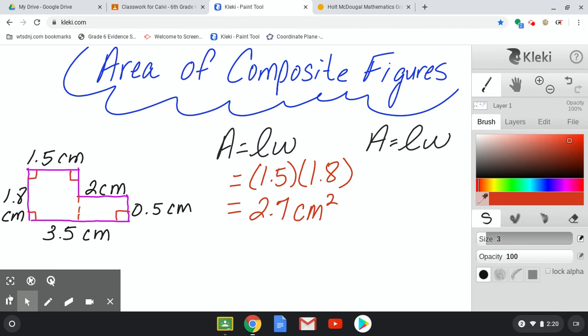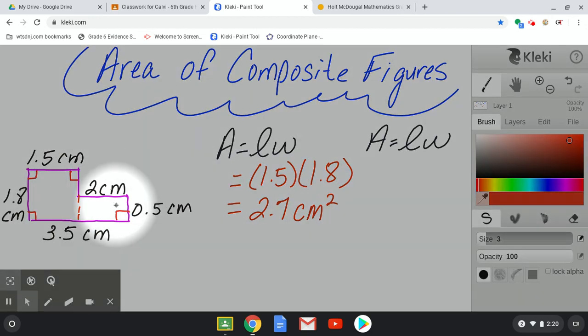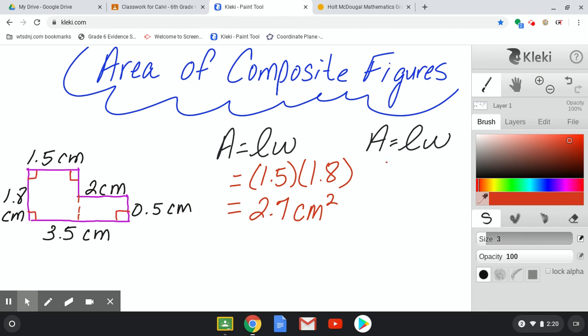All right, so we're going to now do the same thing for the smaller rectangle. So our length is 2 centimeters, our width is 0.5 centimeters. So if we go in and fill in our formula, our length is 2, our width is 0.5, and if you were to actually do that calculation, you would get 1 square centimeter.